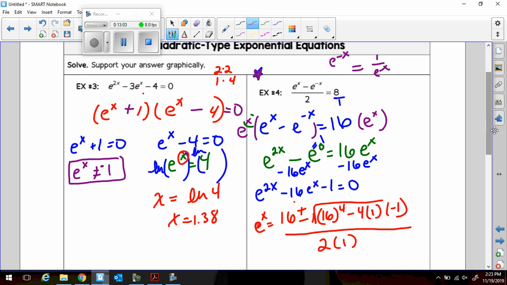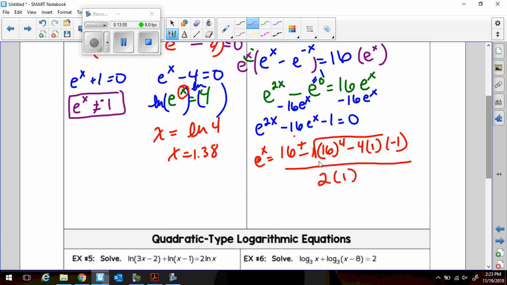Okay, so this is a calculator thing. I'm just going to try to simplify it a little bit. It's something like e to the x equals 16 plus or minus the square root of, this is squared, sorry, 256 plus 4, right? Okay, so 256 plus 4 is 260, all over 2. This I would put into my calculator, okay?